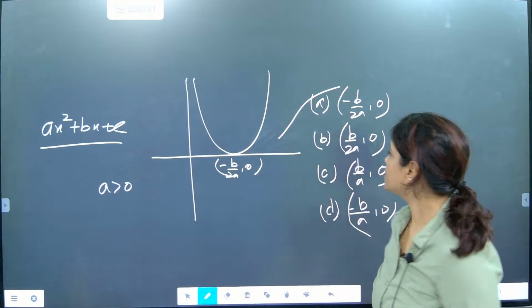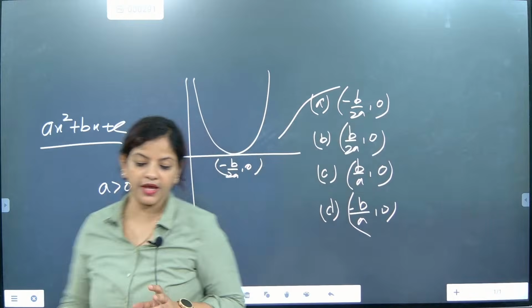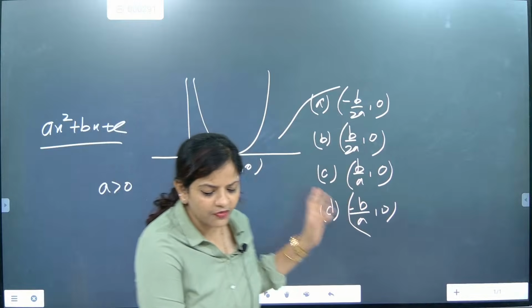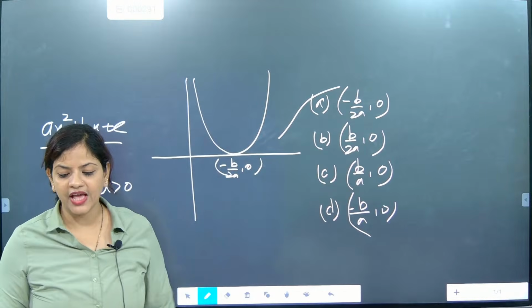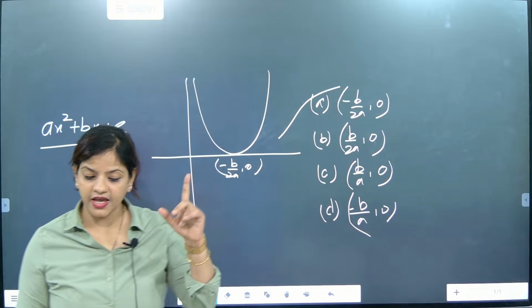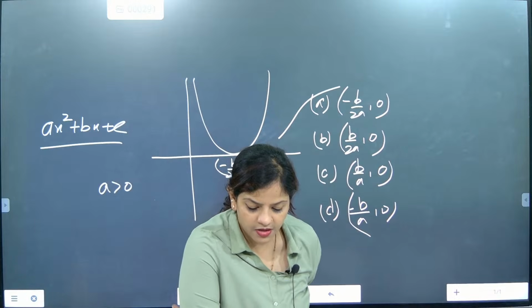Understood? So here it is coming as minus b by 2a comma 0. Come on, write down. We don't have time here. That logic of the parabolic curve we have already studied. It's not b, it's a.